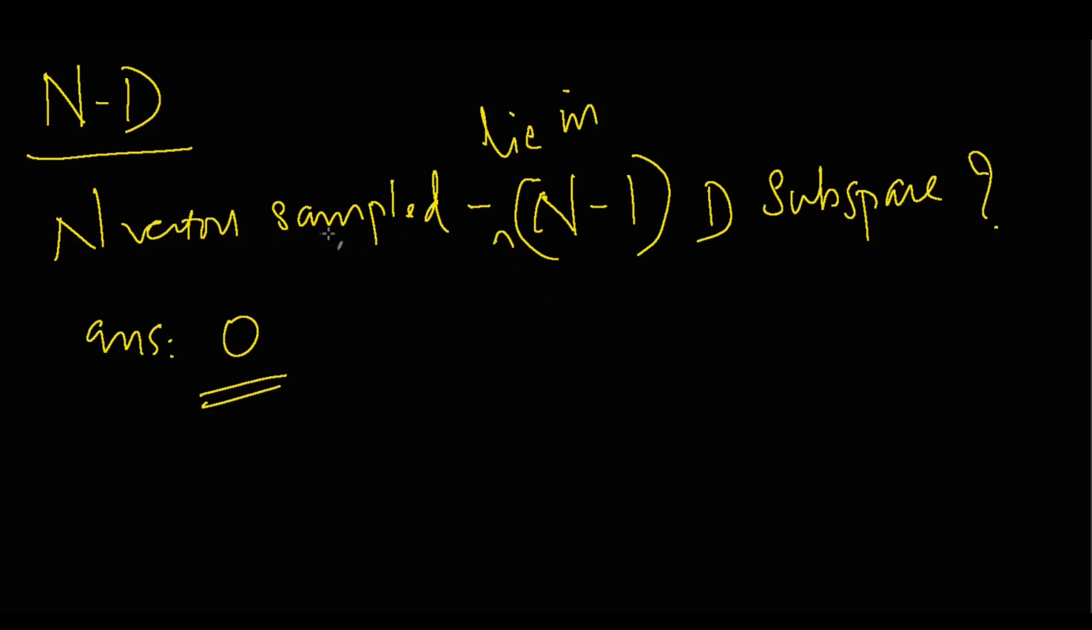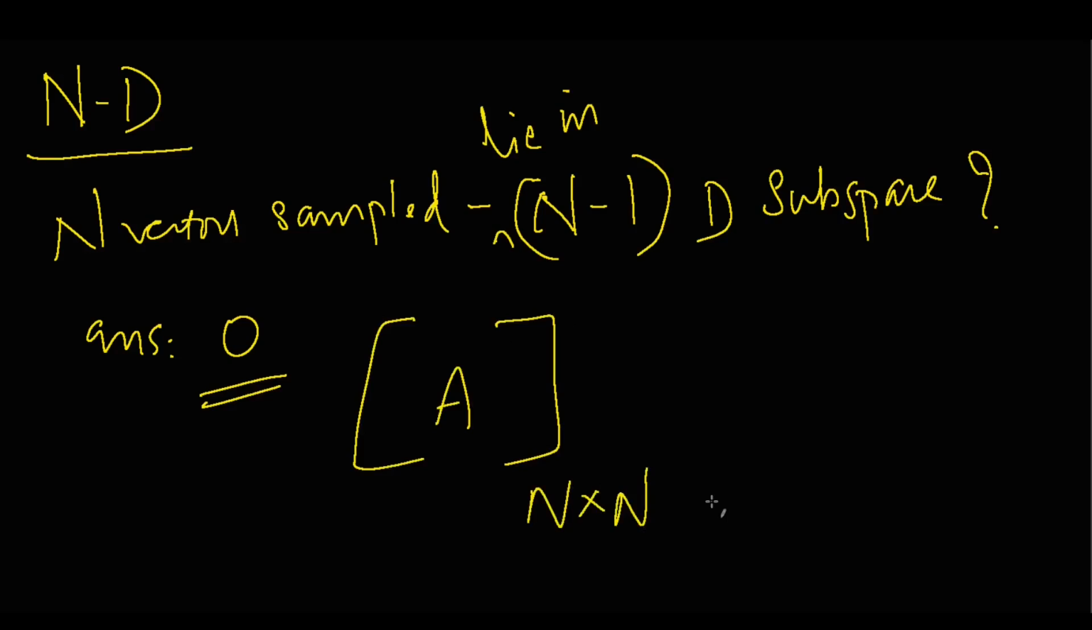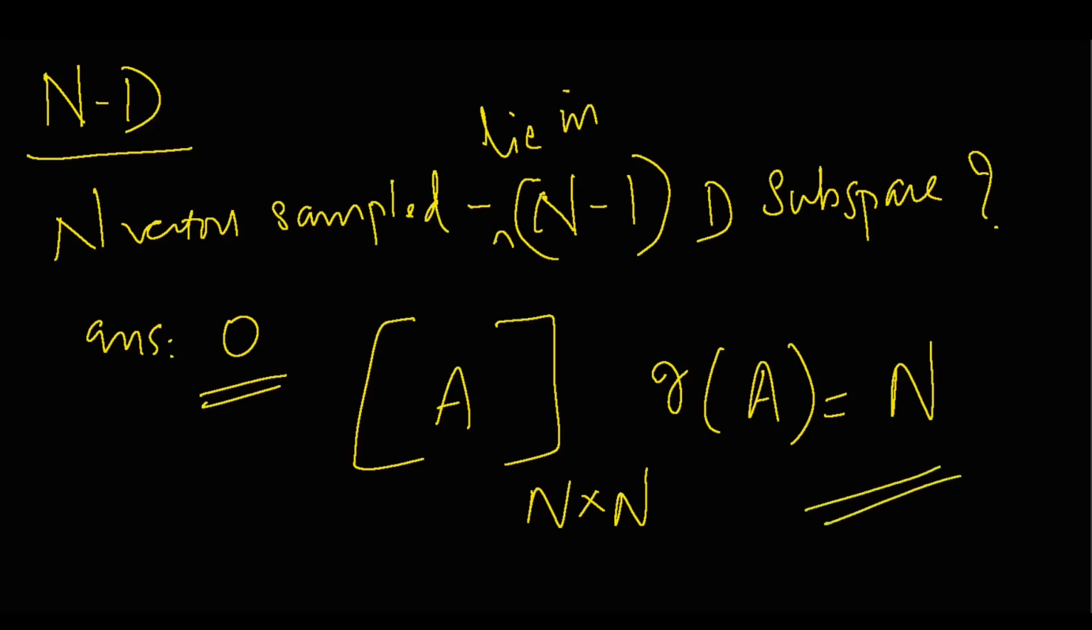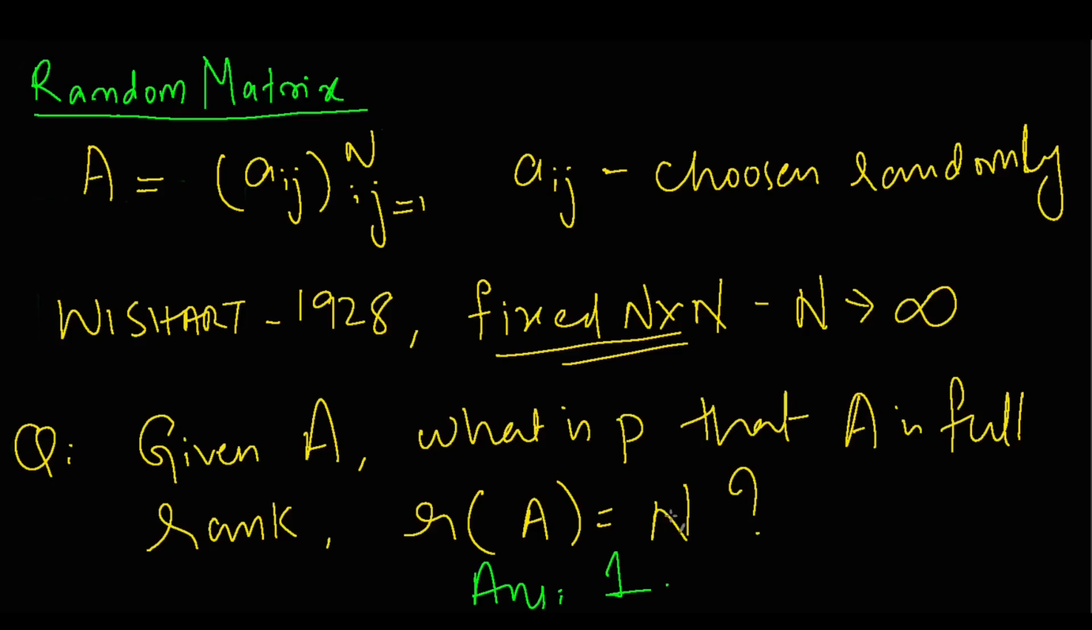So if we sample n vectors, then we place them in a matrix A, which is n by n. Then each of these vectors will be linearly independent, which implies rank of A would be n. So we have proved our initial problem.